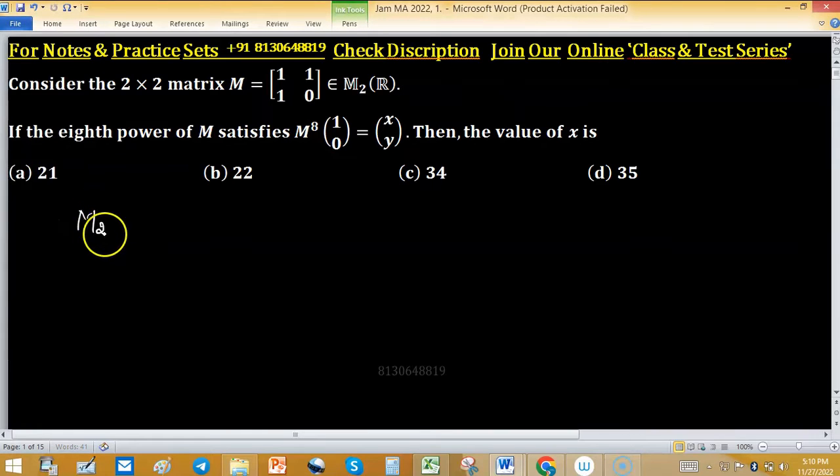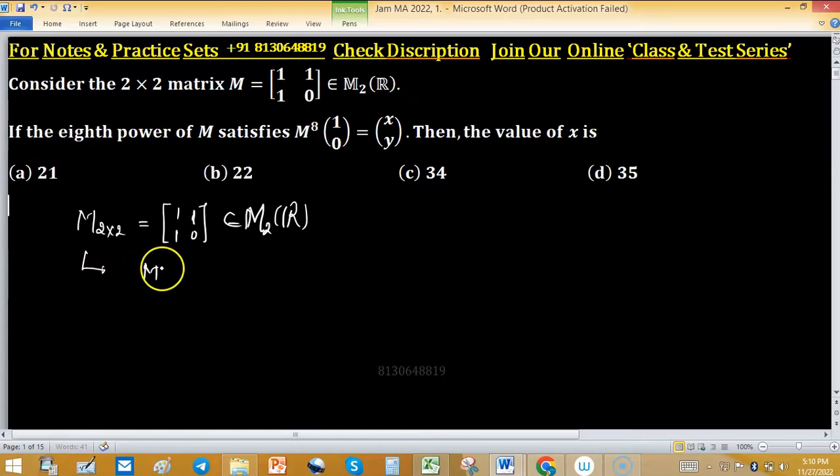Consider the matrix M of size 2 cross 2, which is 1 1 1 0, belonging to M2(R), meaning the entries come from the set of real numbers. Then the eighth power of M satisfies M raised to the power 8 times (1, 0) equals (x, y). So if we can find M raised to the power 8, then we can easily predict the value of x.